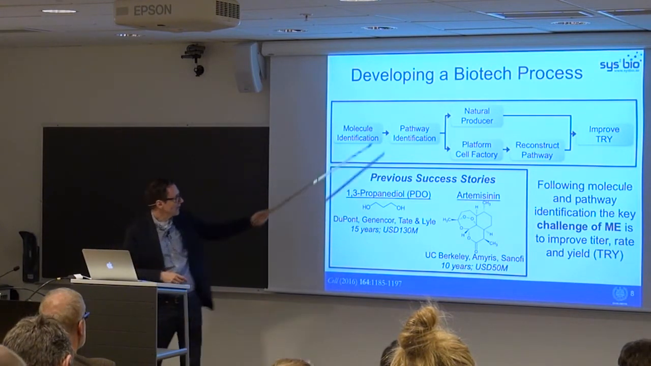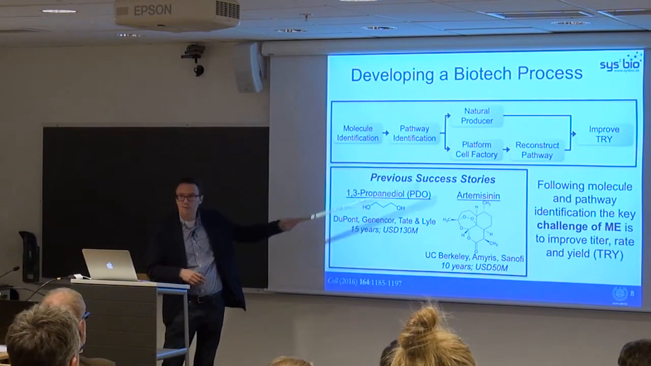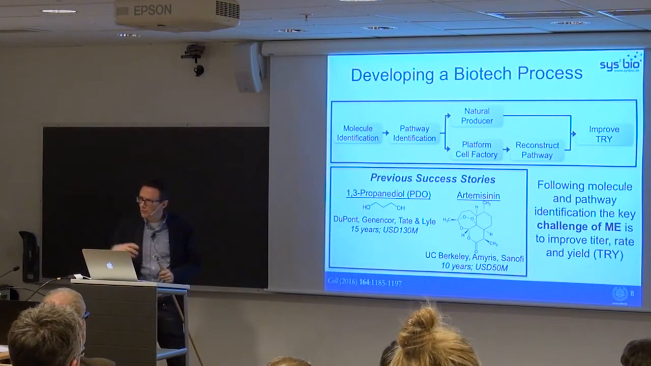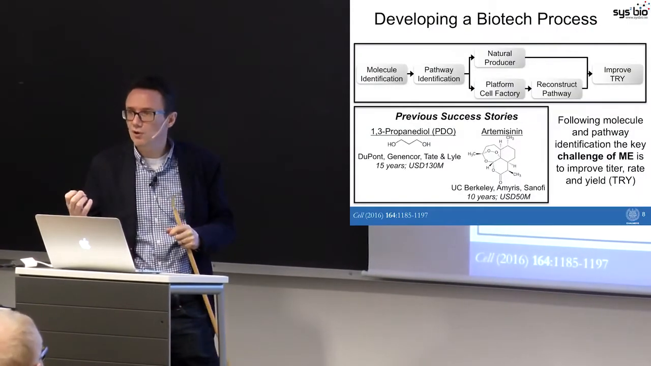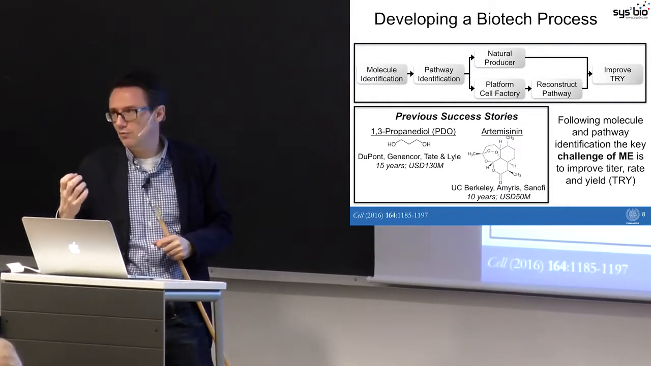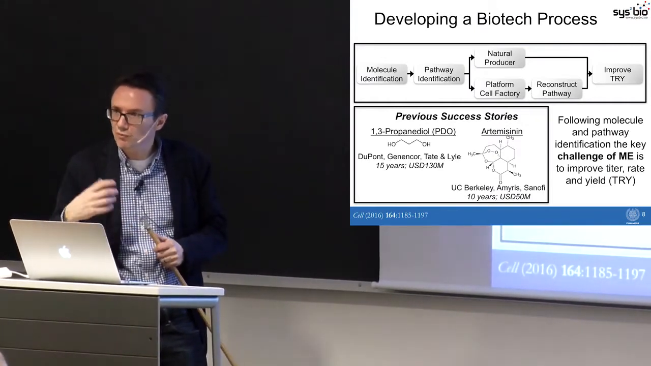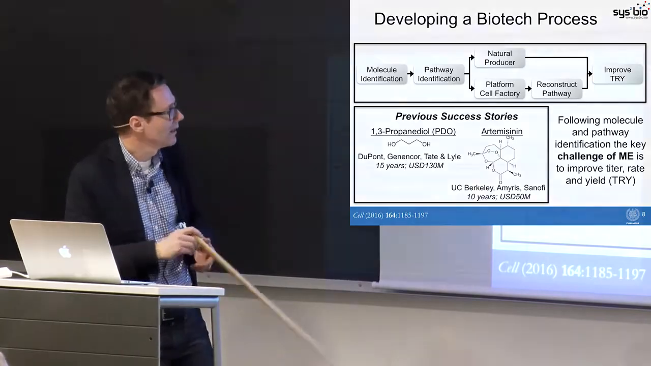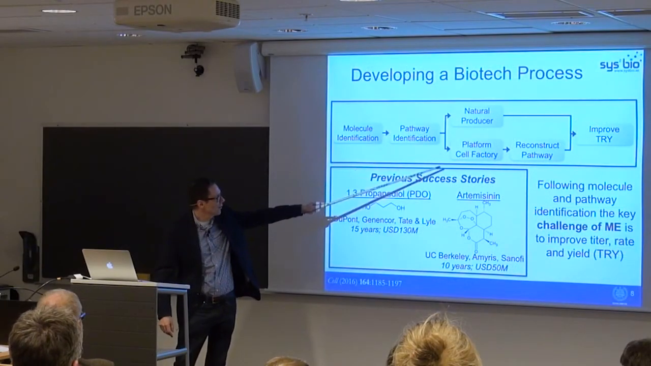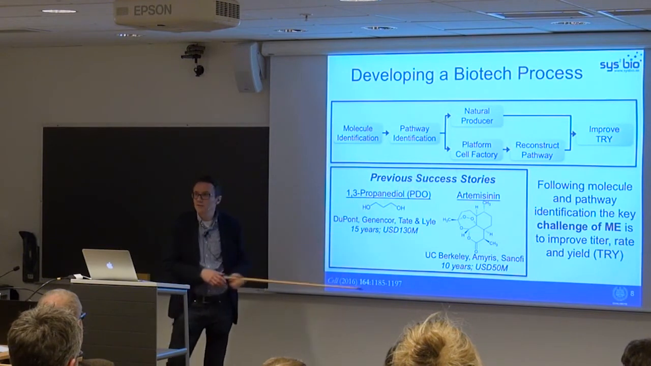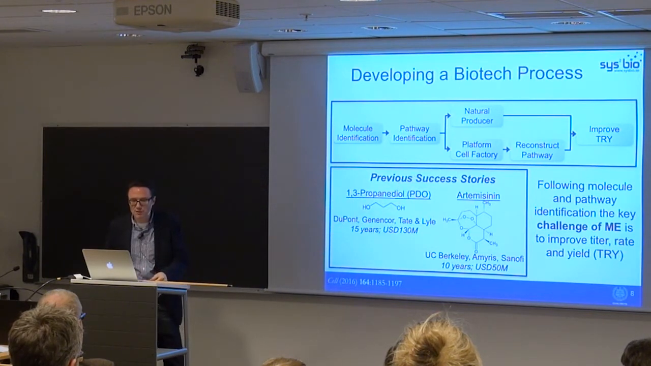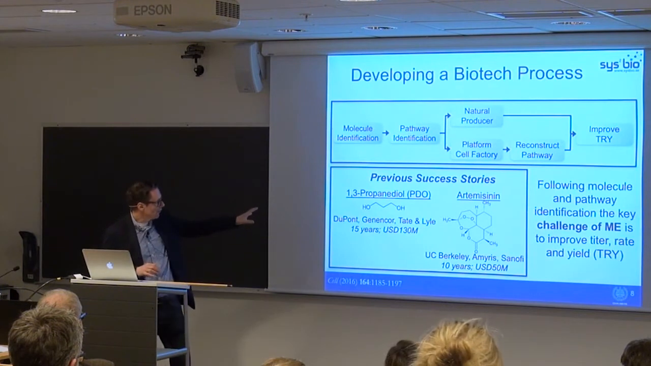Then you can either use that natural producer and improve the titer, rate, and yield, the performance of this. This is very well exemplified by penicillin production. We found an interesting molecule, and the performance of the original producer of penicillin was improved through random mutagenesis and screening. But today, one often uses platform cell factories where the pathway is reconstructed, and then you still improve the titer, rate, and yield. There are some success stories.